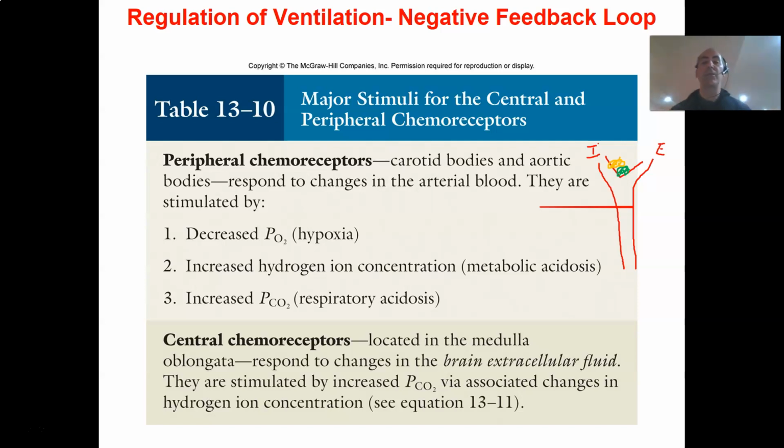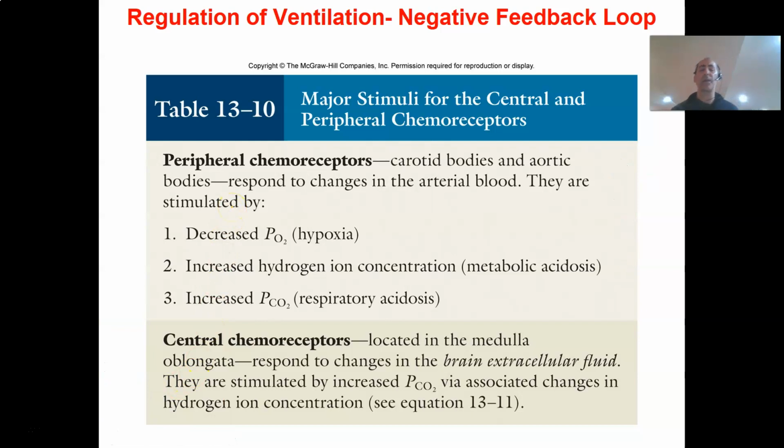If you have an increase in hydrogen ion concentration, which means your pH is dropping, sometimes that is caused by a respiratory acidosis because you have an increased PCO2. These will also stimulate you to breathe more in order to eliminate the acidosis and the CO2. So those are the peripheral chemoreceptors, right? There's a set on each side of your neck where this split happens.